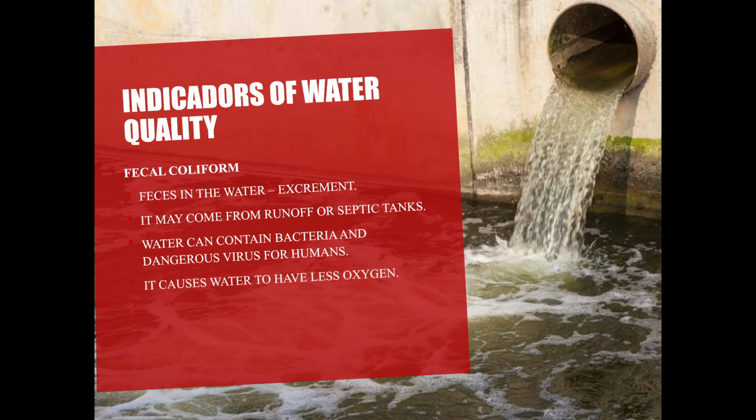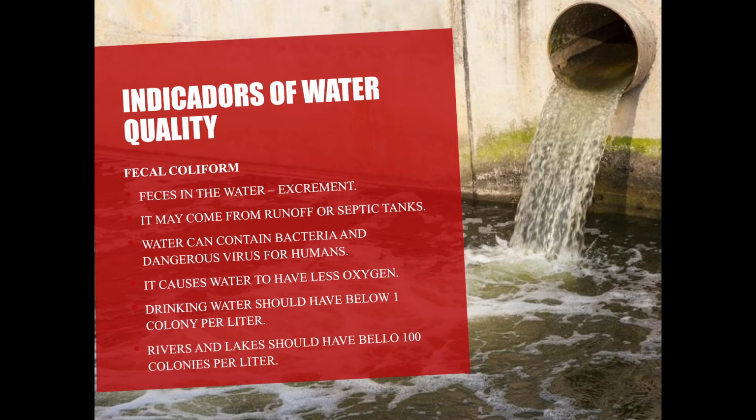It causes water to have less oxygen. And remember that if we have less oxygen, it means that some living species in the water can die. Drinking water should have below 1 colony per liter. So 1 colony per liter is basically nothing. Drinkable water should not have any feces in it, because one more time, it can contain viruses or bacteria that can be very harmful for the human body.